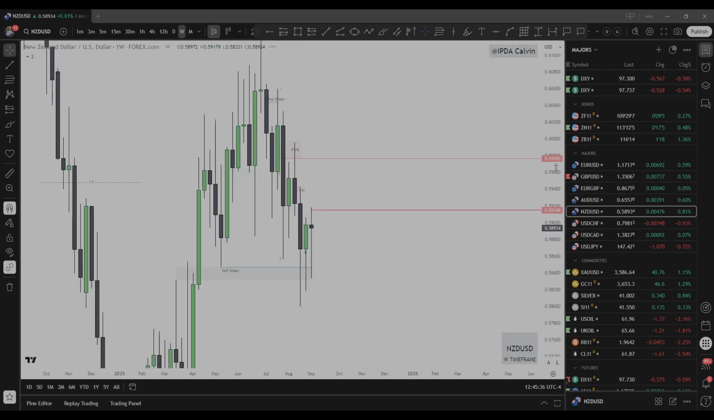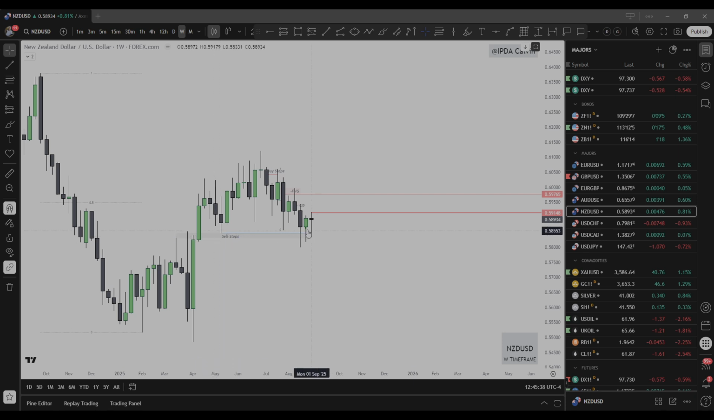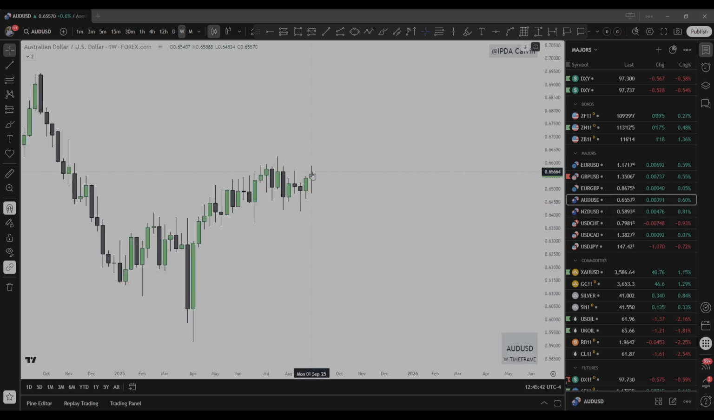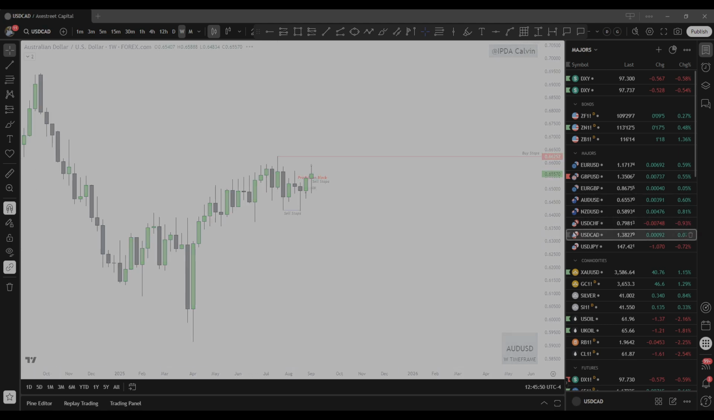So NZD reached into a higher time frame key level, and I would like to see bullish price delivery for this, but I would expect AUD to remain the stronger instrument and to really reach for this high without too much hassle. Okay, so that is what I'm looking for in AUD/USD.